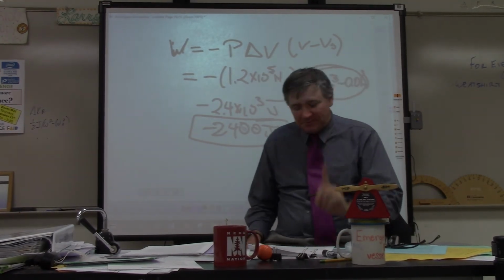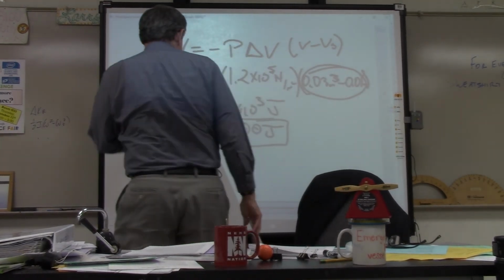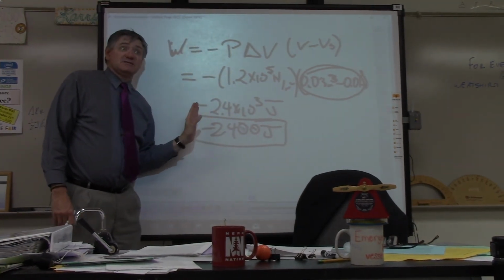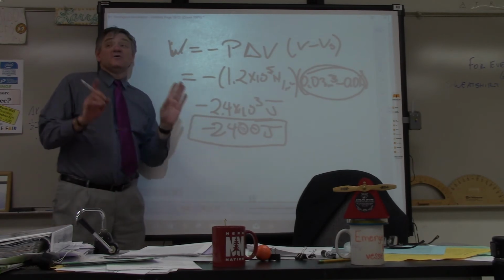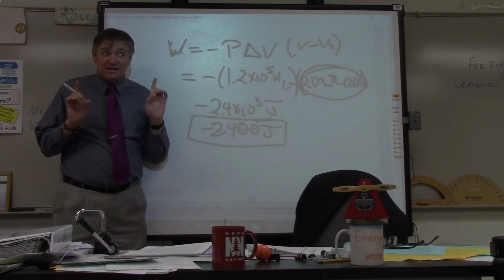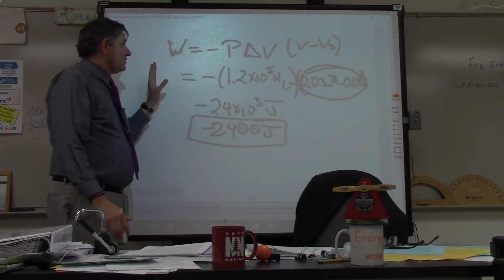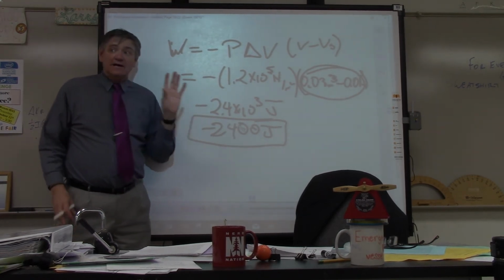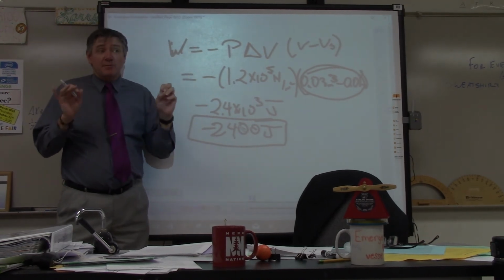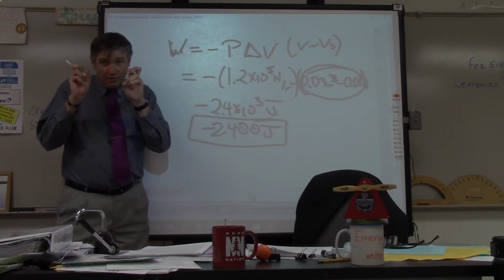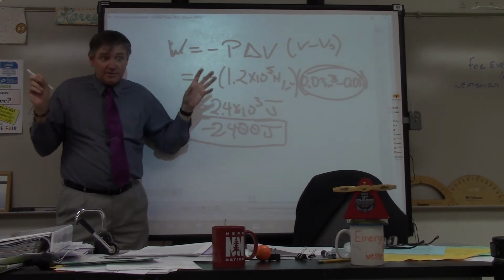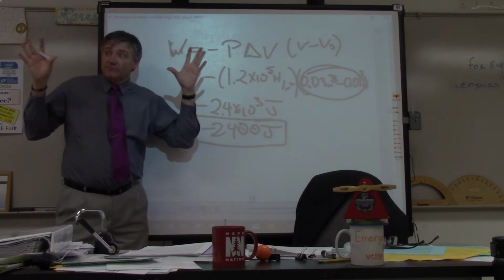Here's what I want to do. Now that I've got my W, this is negative, right? So this means that it's costing us energy. One of the most important things you have to realize when you do thermodynamics is that it's about prepositions. The gas is doing work on the surroundings. The code for saying the system does work on the surroundings is that it is making the volume bigger.